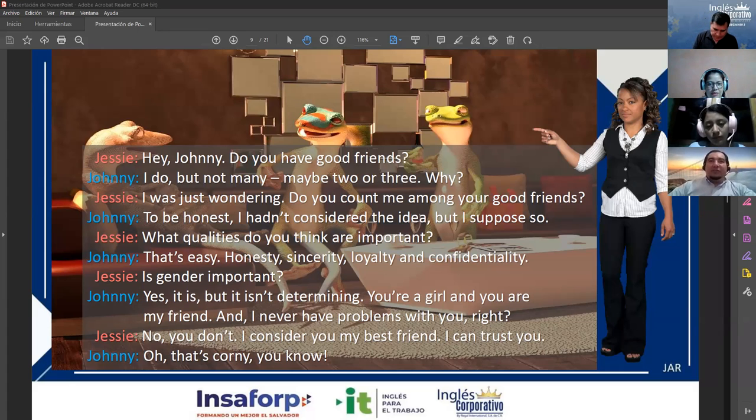Hey, Johnny, do you have good friends? I do, but not many. Maybe 2 or 3. Why? I was just wondering, do you count me among your good friends? To be honest, I hadn't considered the idea, but I suppose so. What qualities do you think are important? That's easy. Honesty, sincerity, loyalty, and confidentiality. Is gender important? Yes, it is, but it isn't determining. You're a girl and you are my friend, and I never have problems with you, right? No, you don't. I consider you my best friend. I can trust you. Oh, that's corny. You know.